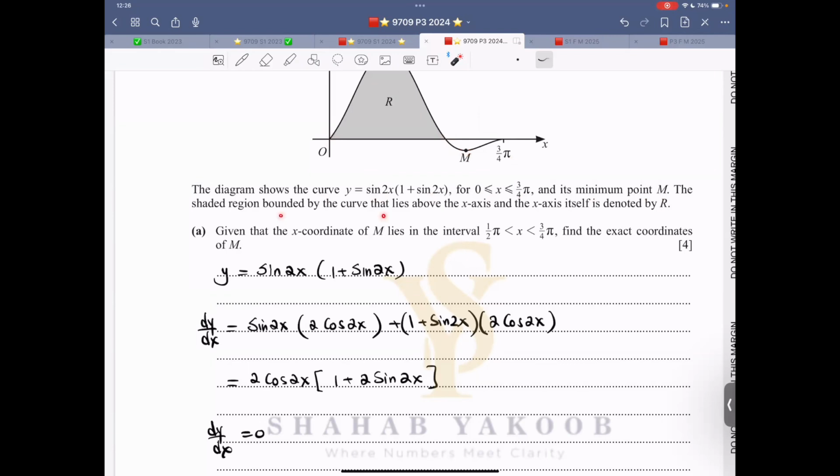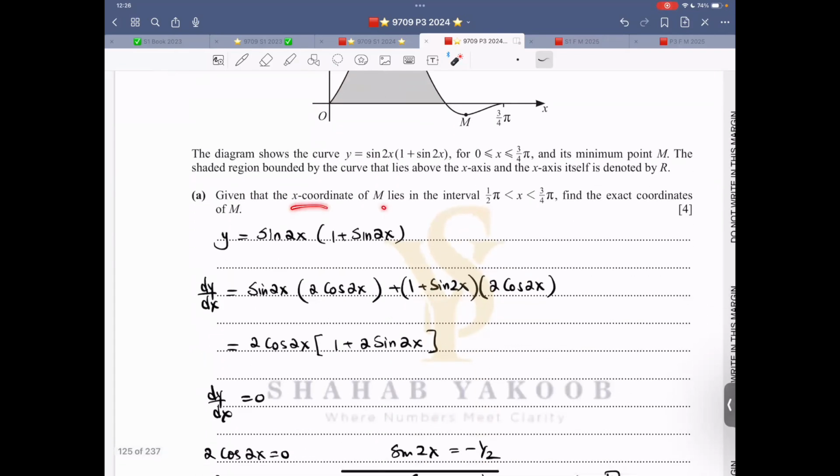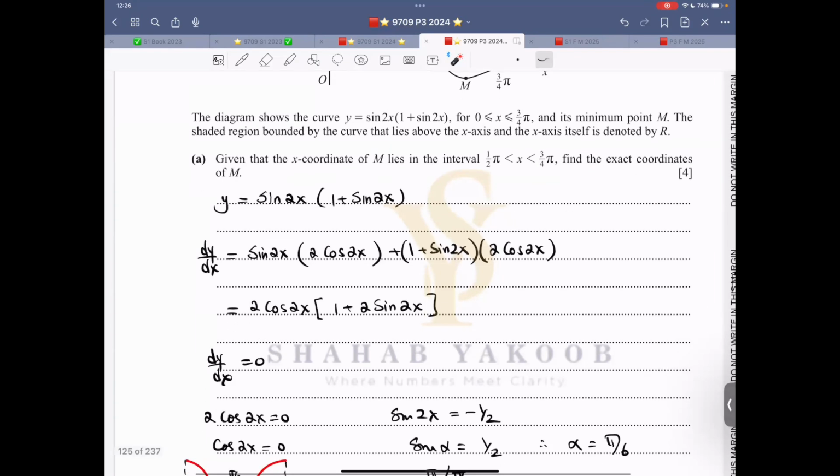The shaded region is bounded by the curve that lies above the x-axis, and the x-axis itself, denoted by this. So it is above the x-axis all the way to the x-axis, that is R. Given that the x-coordinate of M lies in this interval, find the exact coordinates. Exact coordinates means in fraction form, in terms of square roots, in terms of exponentials, in terms of ln, and we need both the x and the y coordinate.